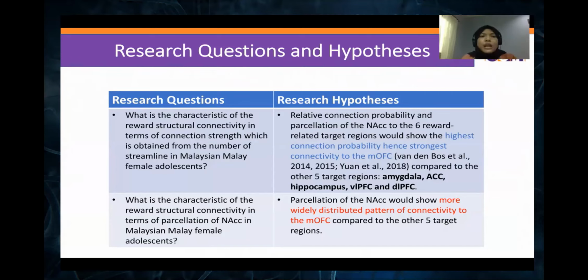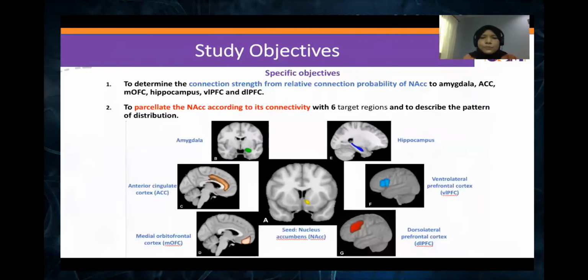The research hypotheses are that the relative connection probability and parcellation of the NACC to the 6 reward-related regions would show highest connection probability and strongest connectivity to the MOFC compared to the other 5 target regions: amygdala, ACC, hippocampus, VLPFC, and DLPFC. The parcellation of NACC would show a more widely distributed pattern of connectivity to the MOFC compared to the other 5 target regions.